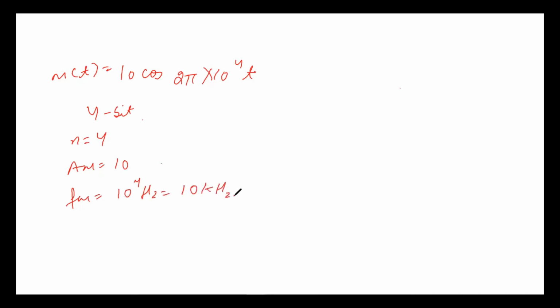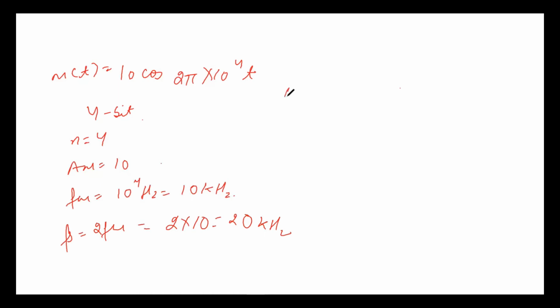Now, what will be my Fs? Fs is the sampling frequency. So here we have to use the Nyquist rate. What is the Nyquist theorem? It is given as Fs is equal to 2Fm. So what will be my sampling frequency? It will be twice the maximum frequency, that is 2 into 10 kilohertz. So it will be 20 kilohertz. Okay. Till here, any doubt?